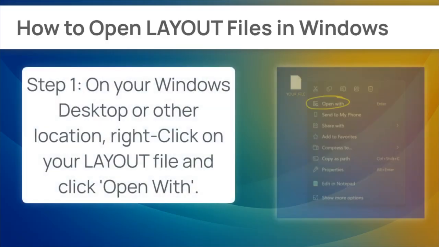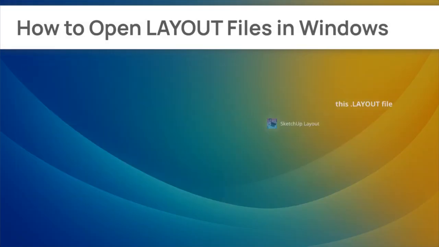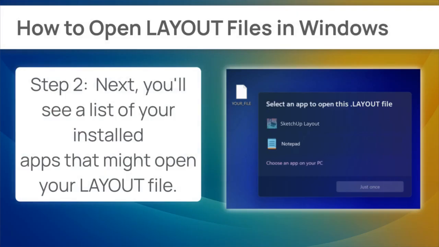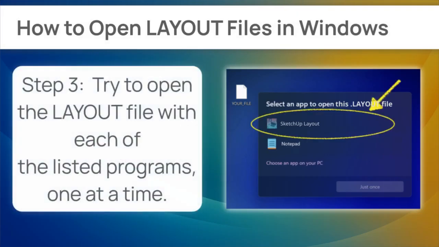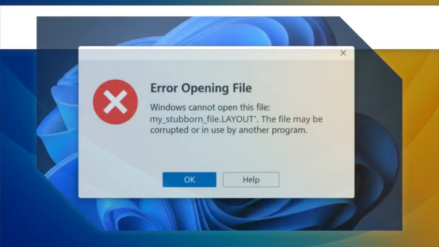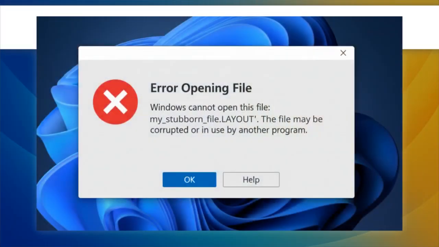Open the context menu by right-clicking your layout file and choosing Open With. Try SketchUp Layout first. If it's absent, select another program. This trial and error approach is critical for diagnosis. If you still cannot open your layout file, that is okay.